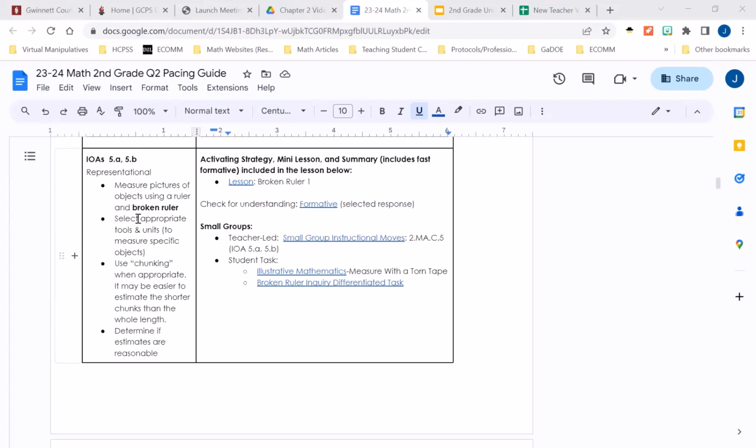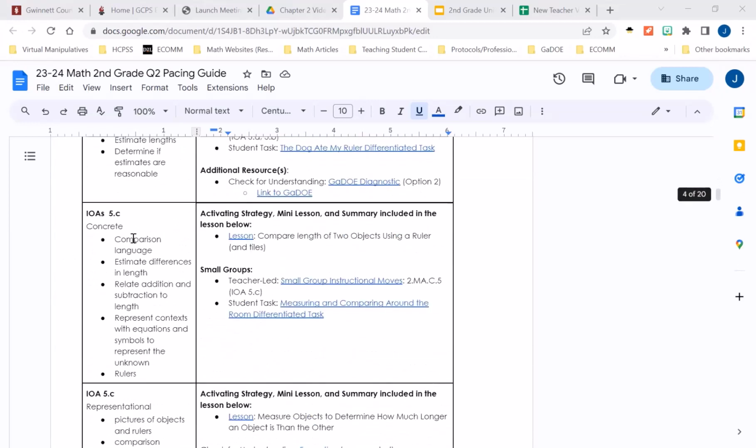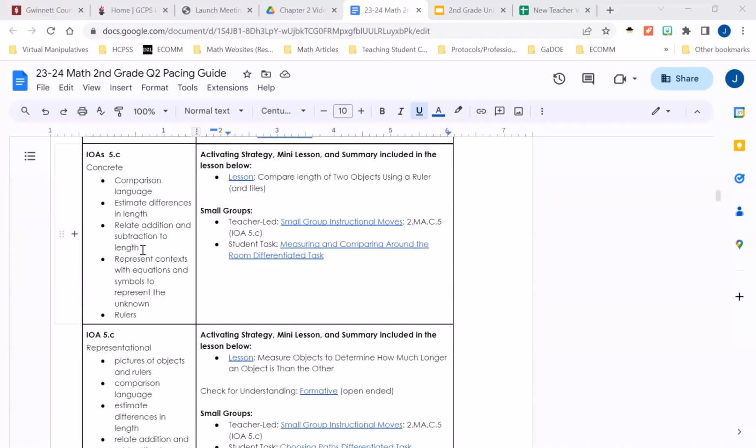After students have estimated and measured objects and distances to the nearest whole unit using appropriate tools, students will move to IOA 5C, where students measure to determine how much longer one object is than another and express the length difference in terms of standard length unit for a suggested 3 days. Students will have more practice with measurement word problem solving later in the unit with IOA 5E and 2C.